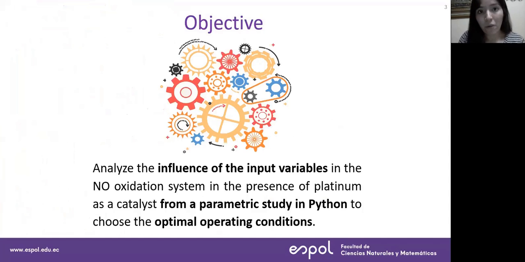So first of all, we got our objective, which will be to analyze the influence of two input variables that are the temperature and the concentration of nitric oxide in an oxidation system that uses platinum as a catalyst from a parametric study made in Python in order to choose the optimal operating conditions.